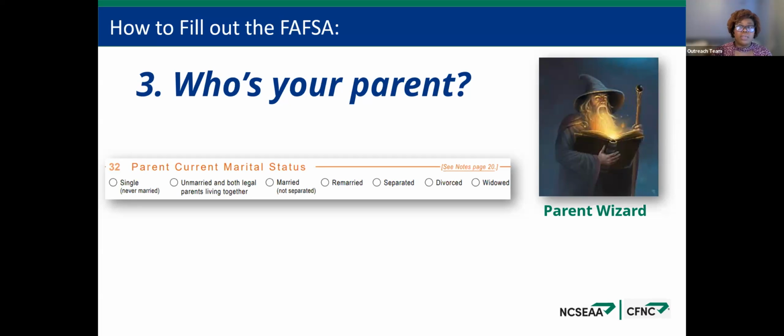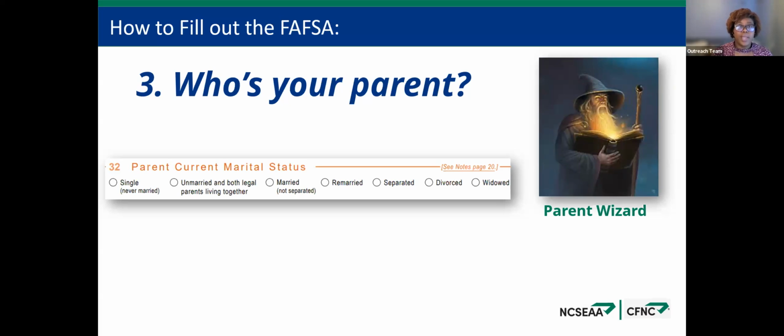If a student's legal parents are not married and they don't live together, then the parent wizard is going to walk them through the process of figuring out which one of their parents is going to need an FSA ID and whose tax information is going to go on the FAFSA. This isn't based on who files the student on their taxes. Rather, the parent who provides the most financial support for the student is the one whose tax information is supposed to go on the FAFSA. So again, it's not based on who files the student on their taxes. It's based on who provides the most financial support for that student.